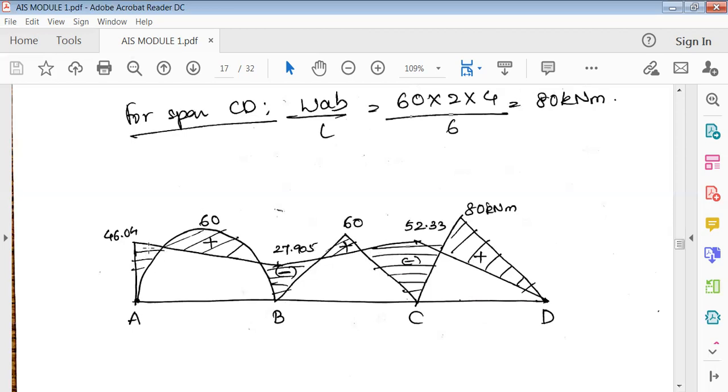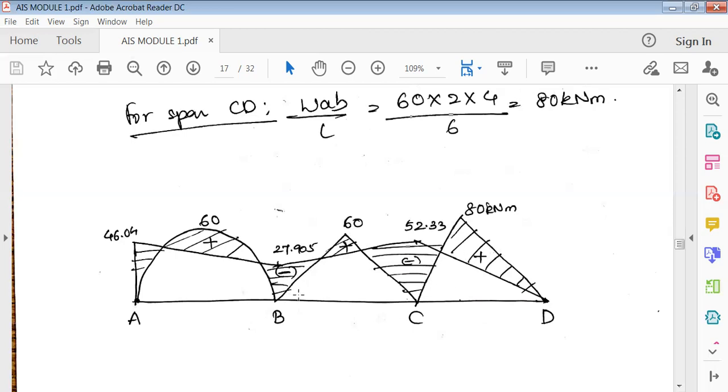Above this line, positive. So all these are positive bending moments. Whatever is below this, always the negative bending moments will occur only at the joints: above A, above B, above C, and at D. So only at the joints there exist negative bending moments, and above this negative bending moment diagram exists the positive bending moment.